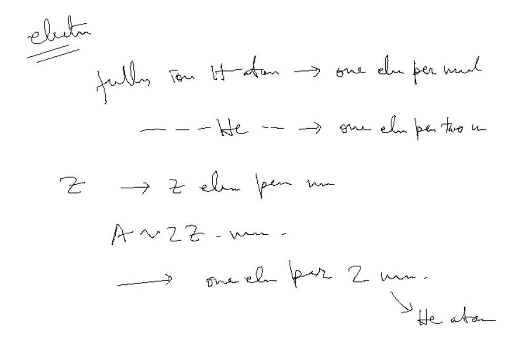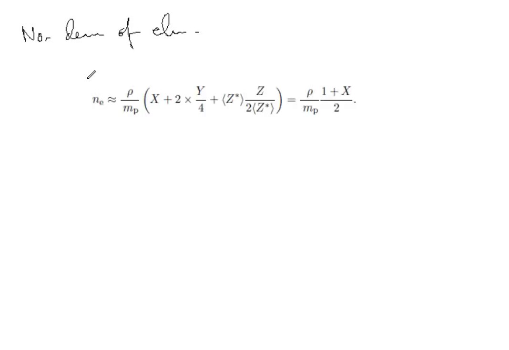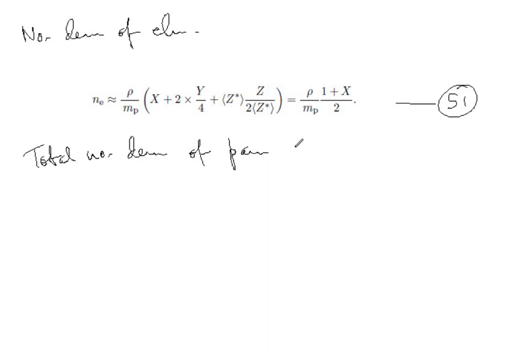Okay, so let me write down the number density of electrons. You see, the number density of electrons is then this number over here, which is equation 51. So the total number density of particles, what is it? That means ions plus electrons. It is basically given by this number. We have to add up the contributions for ions and electrons, and as a result, you can check this by yourself as well. It is giving this result, equation 52.